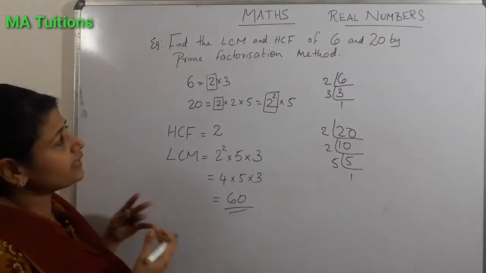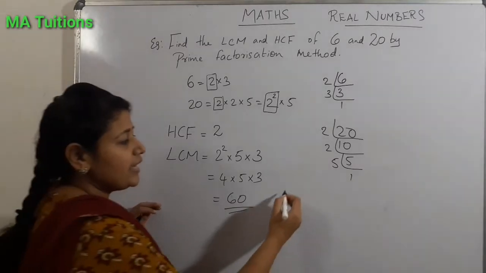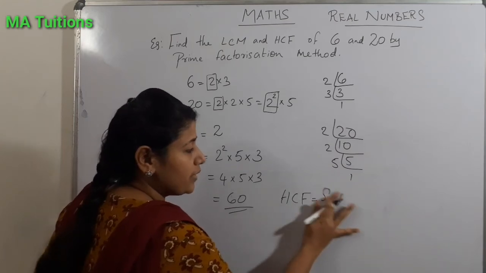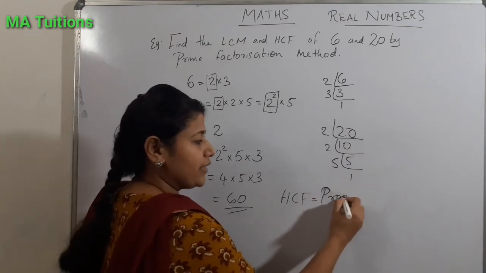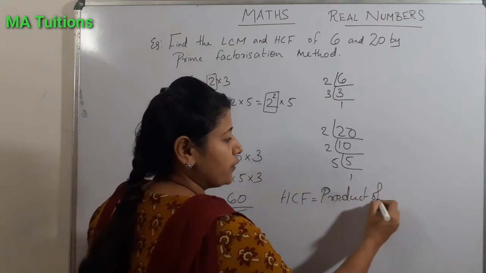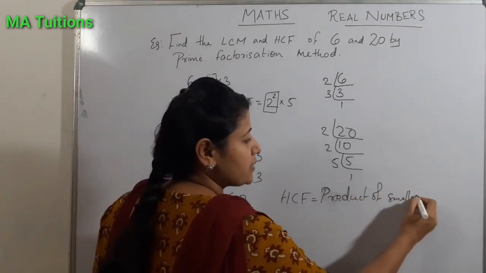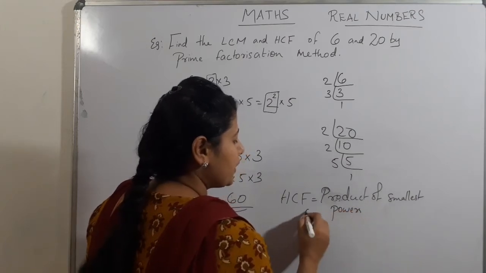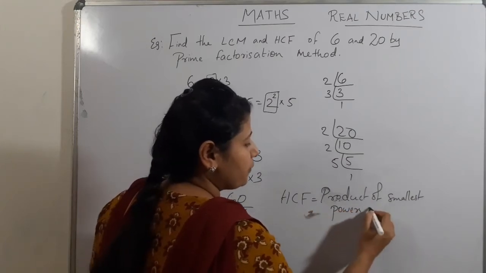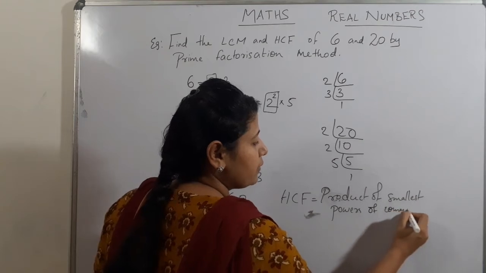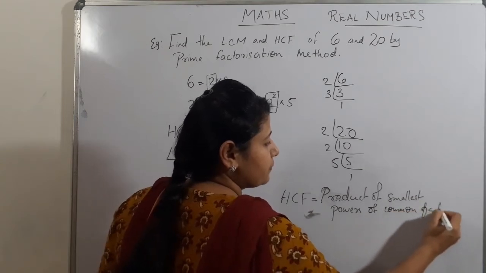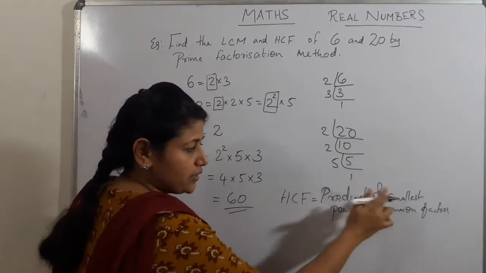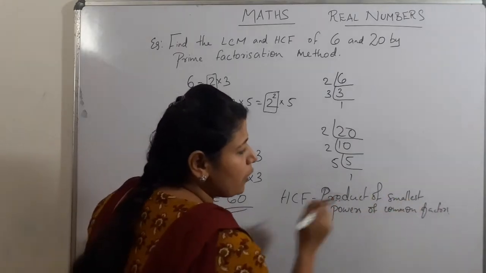So how can you define this HCF and LCM? HCF is the product of smallest powers of common factors. Once more, HCF is the product of smallest powers of the common factor.